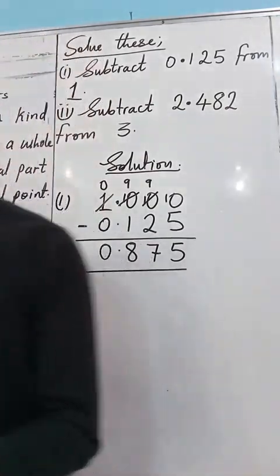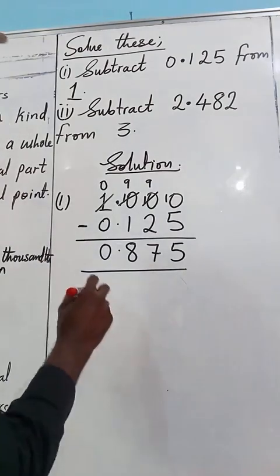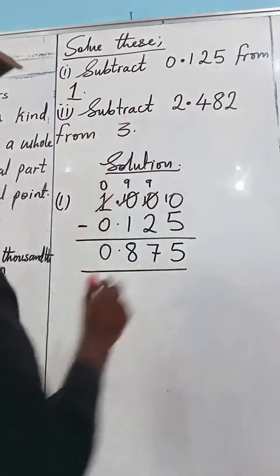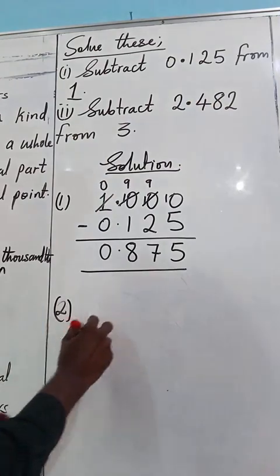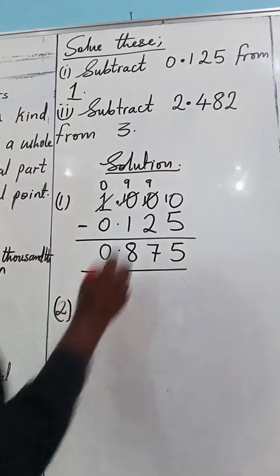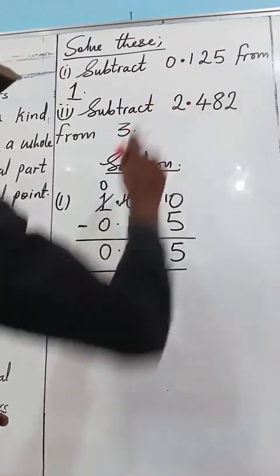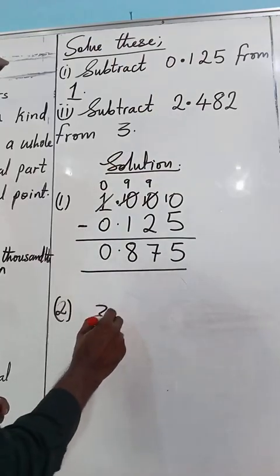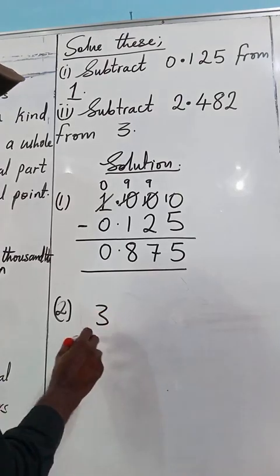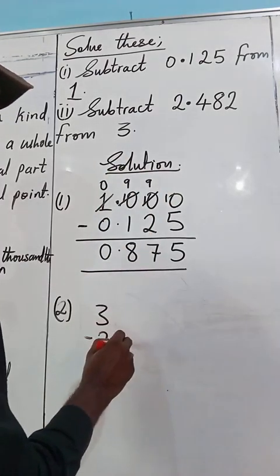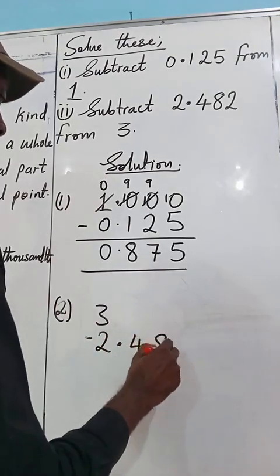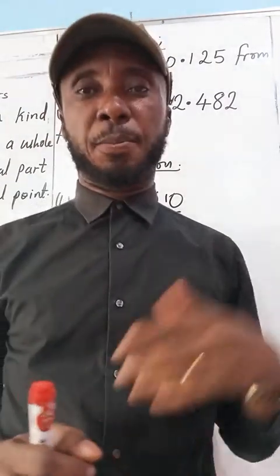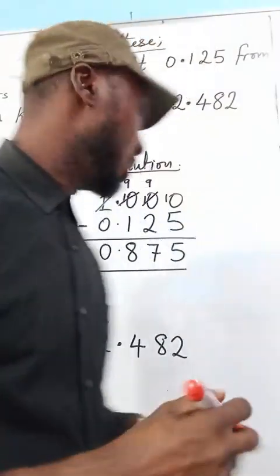Let's look at the second one. Now, in the second one, we have subtract 2.482 from 3. We have 3, because 3 is bigger than 2, which is the whole number. That is what you have to consider. You consider the whole number. This, we have 3 minus 2.482.